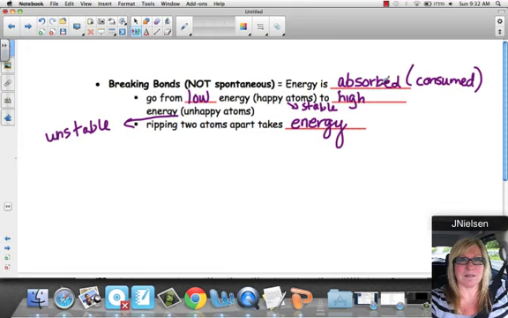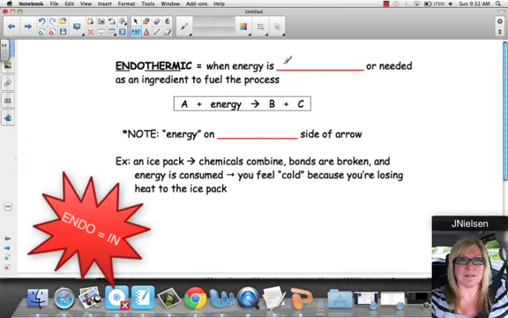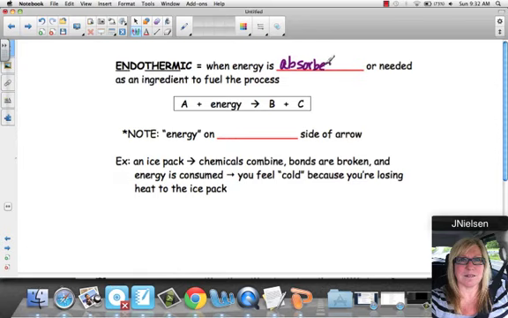So to help you remember about breaking bonds, think of the window. The window doesn't break on its own. The window has to absorb energy in order to break, just like breaking bonds has to absorb energy in order to break the bonds. So endothermic is when we absorb energy. When energy is absorbed, meaning consumed, or needed as an ingredient to fuel the process.